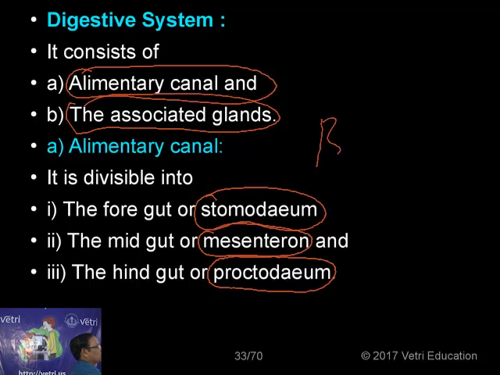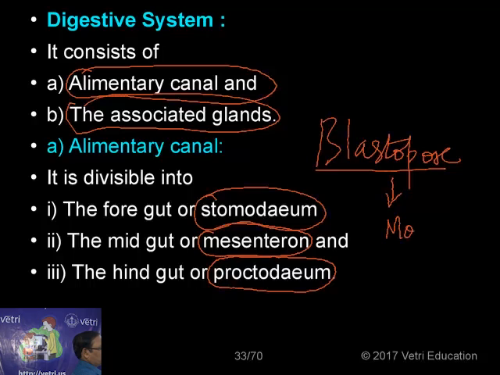This is the blastopore. This blastopore develops into the mouth first. It is one of the openings found in the embryonic stage called the gastrula. Its opening is called the blastopore. We studied already this classification, the protostome. Now, cockroach is also a protostome.